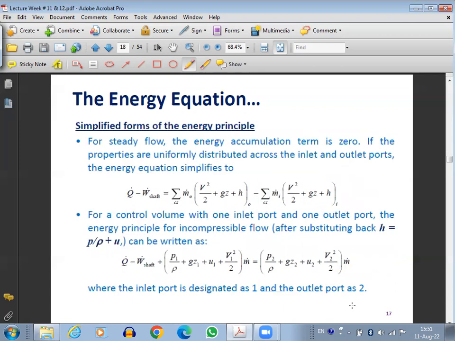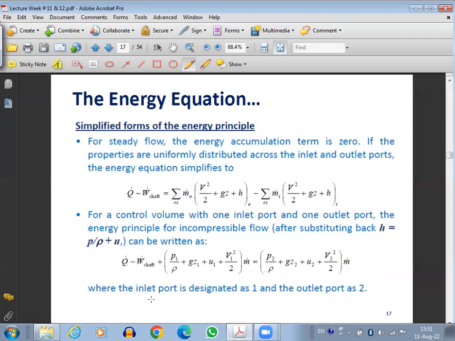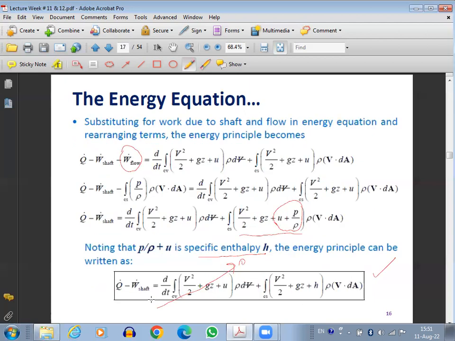Further moving forward, most of the time the case that we are going to cover is the case of a steady flow. If we have a steady flow, then there won't be any energy accumulation term. So there won't be any rate of change of energy inside the control volume. If there is no change of energy in the control volume with time, this accumulation term will be zero. Now here this rho v dot dA we can write as m dot.